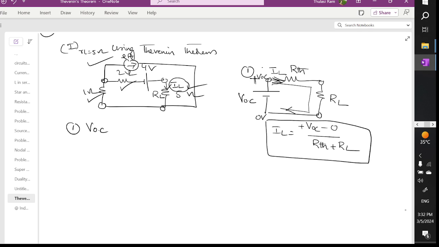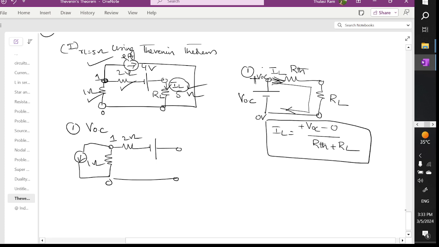How to find the open circuit voltage? Let's redraw the network. You have a 1 ohm resistor, a 2 ohm resistor, and the load is open. If you have any confusion, mark this as 0 and this as 1. Between 1 and 0 you have a current source like this which goes down. We need to find the voltage VOC. This is of 1 ohm.